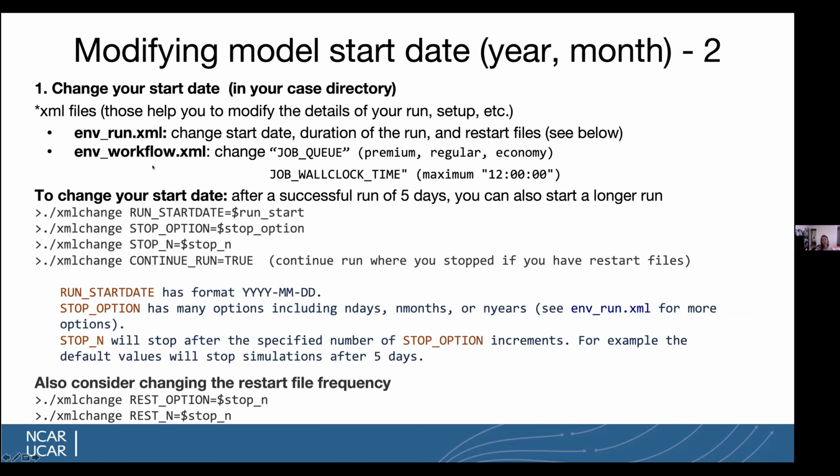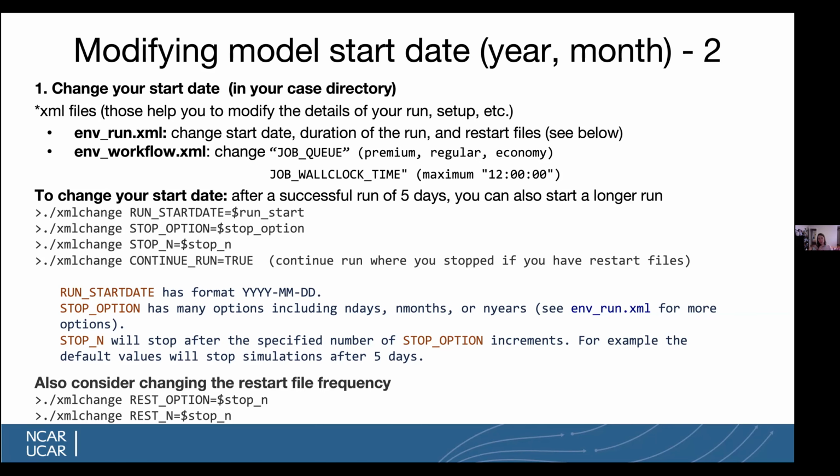Another important file that I want to mention, which we're probably not going to touch, is the job queue that you're running on and the wall clock time. The maximum run length is 12 hours on Cheyenne, and that's the default for your wall clock time. You can change that if you're just doing test runs, say, to 1 hour. That will get you into the job queue much faster.